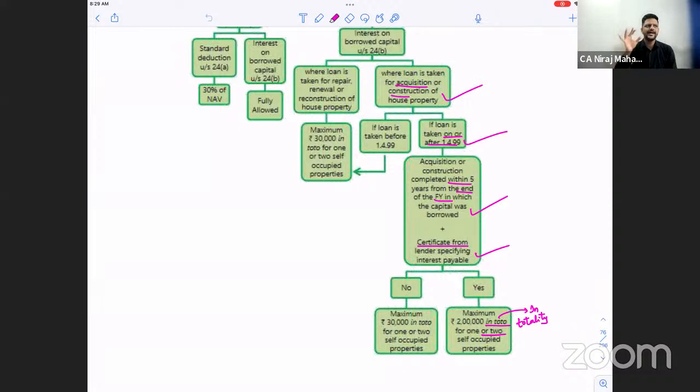And in a way, another advantage over here is what? The property is considered as let out. Therefore, 24B, ceiling limit will be there or not be there? It will not be there. Because it is considered as what? Let out property. This case we had covered. I hope you have done lots of practice about ceiling limits also.